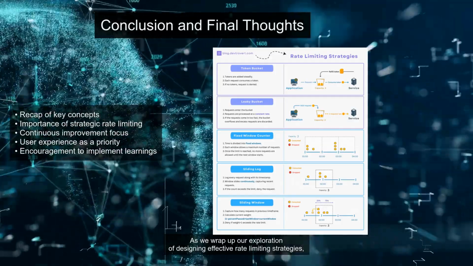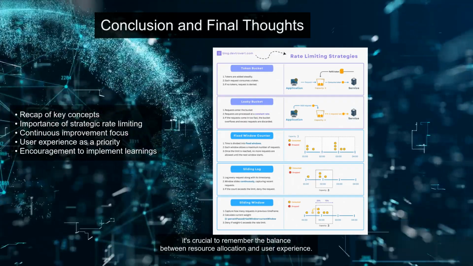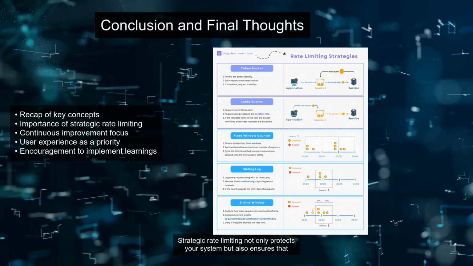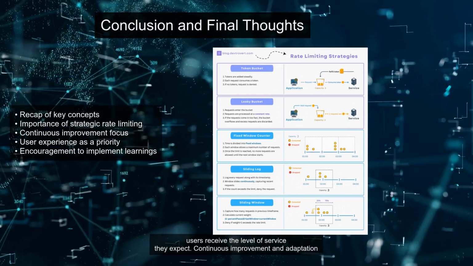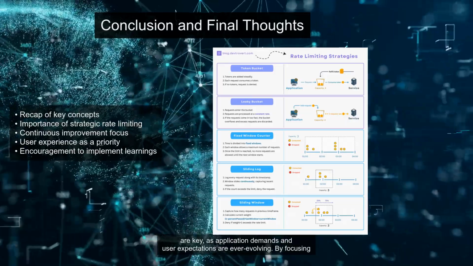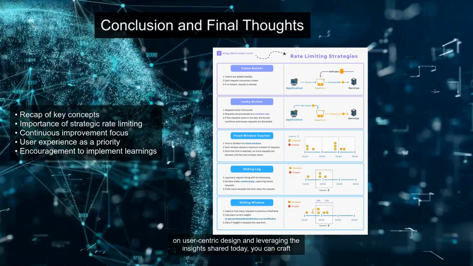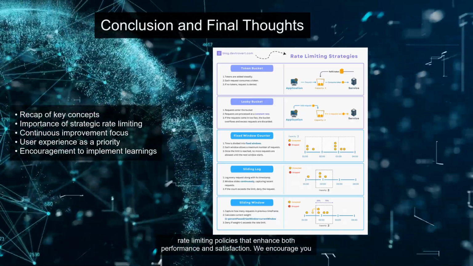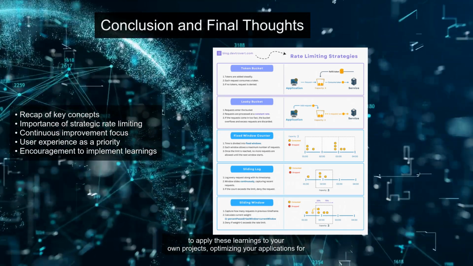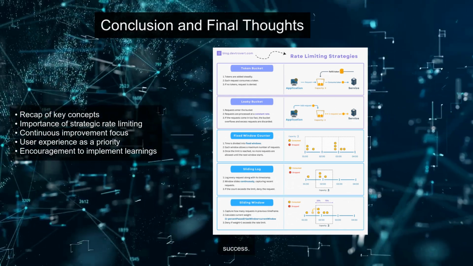As we wrap up our exploration of designing effective rate-limiting strategies, it's crucial to remember the balance between resource allocation and user experience. Strategic rate limiting not only protects your system but also ensures that users receive the level of service they expect. Continuous improvement and adaptation are key, as application demands and user expectations are ever evolving. By focusing on user-centric design and leveraging the insights shared today, you can craft rate-limiting policies that enhance both performance and satisfaction. We encourage you to apply these learnings to your own projects, optimizing your applications for success.